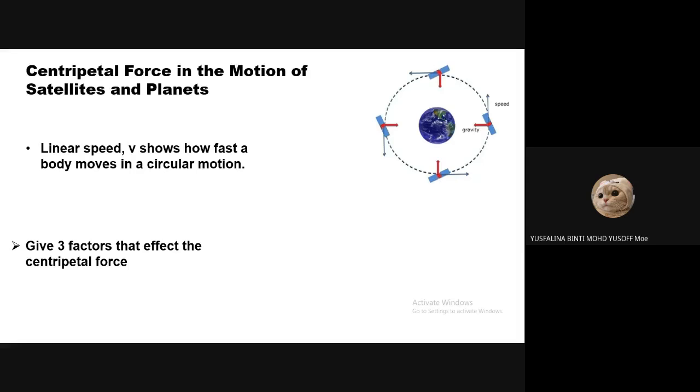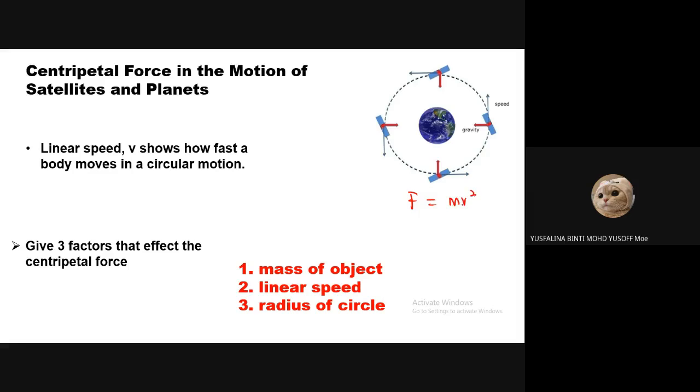Centripetal force in the motion of satellites and planets. Just now we only saw the object, so what happens is actually the same for satellites and planets. Linear speed v shows how fast a body moves in circular motion. Give three factors that affect the centripetal force. You just see the formula mv squared over r. m is the mass, v is the linear speed, and r is the radius of the circle. If the question asks for the three factors, you just refer back to the formula: mass of the object, linear speed, and the radius.